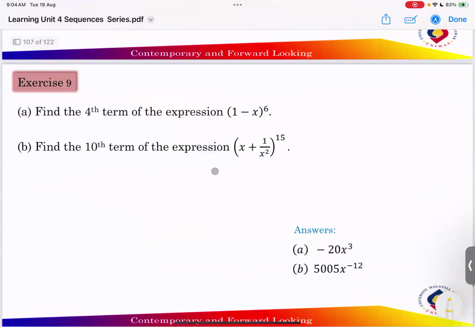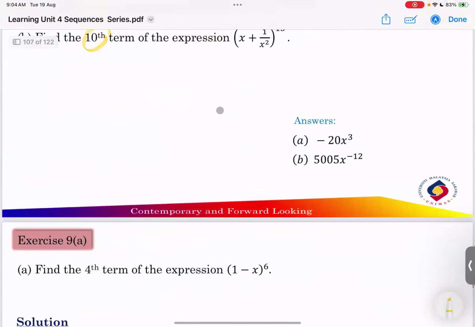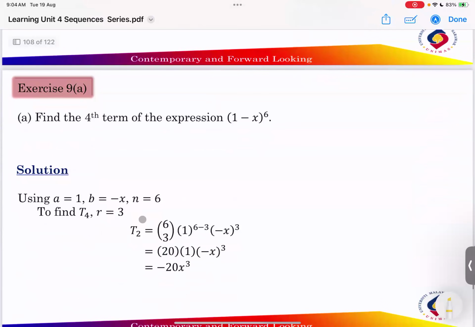Okay, let's see example number 9. Find the fourth term and the 10th term of the expression. As for the fourth term, as I mentioned just now, you choose r equal to 3. So this one is 6, 3. Why 6? Because this one is 6. And why is this one 3? Because this is T4, we look for the term, so r is 3 here. After you find this, you multiply and you get this answer. This is question A.